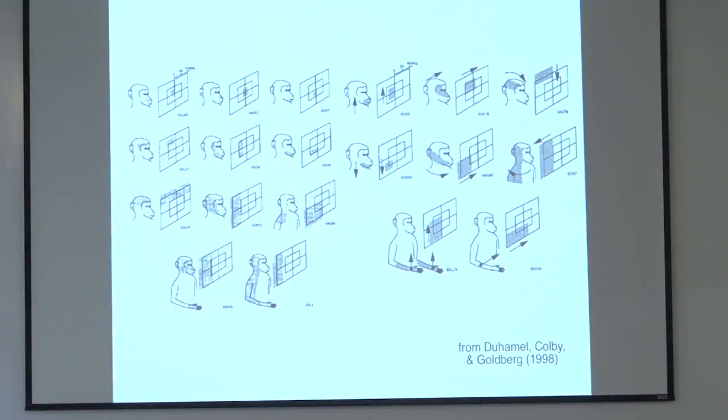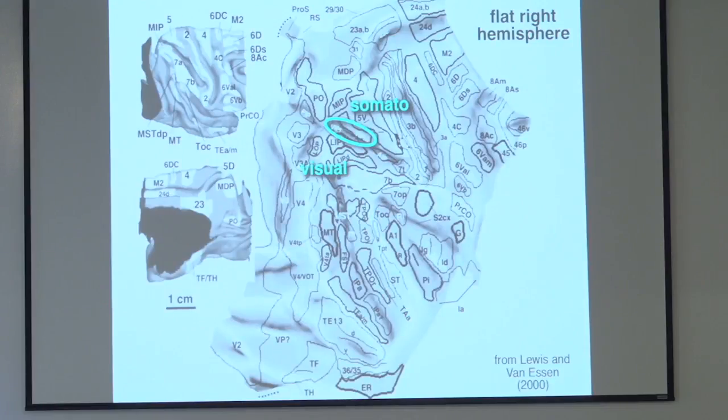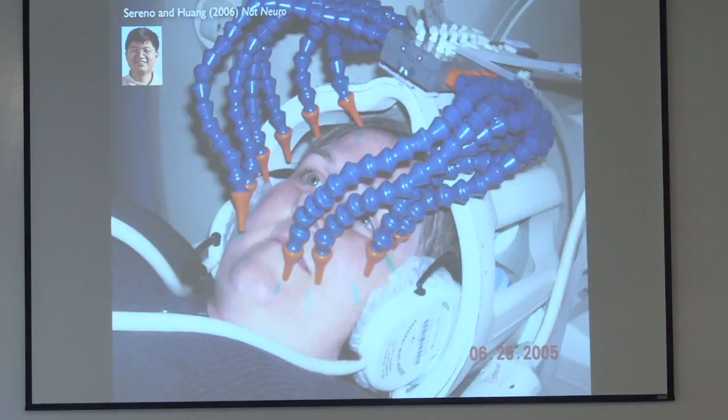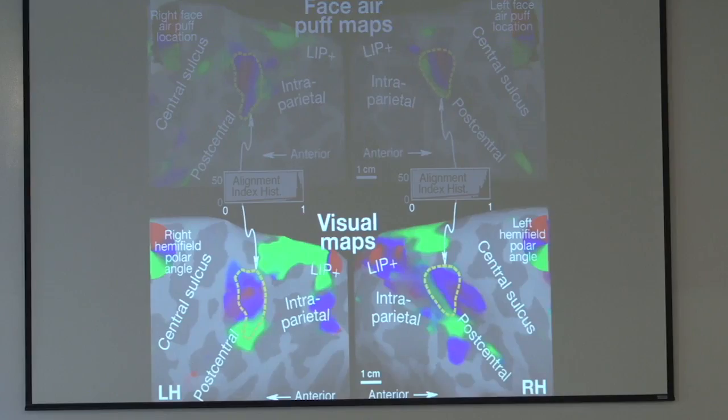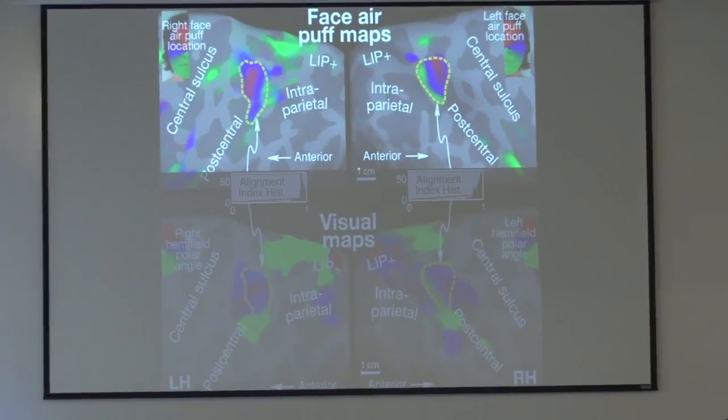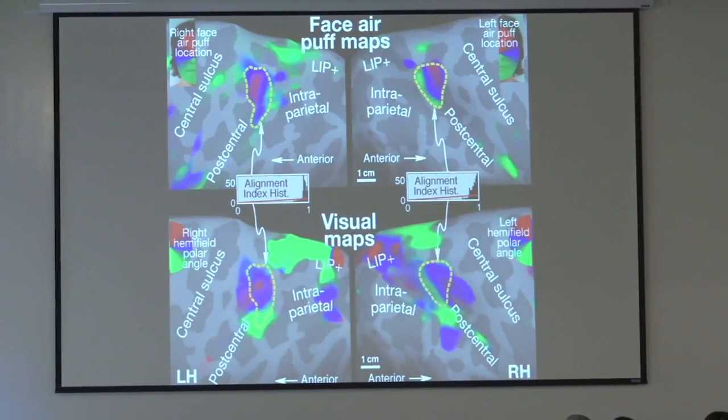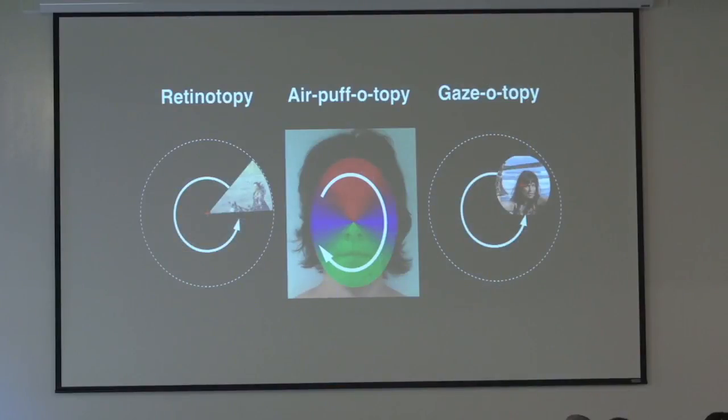We did a lot of work on trying to find some of these multisensory areas. If you look at the boundary between somatosensory and visual cortex, you find these multisensory areas there. So we made this device to gently puff the faces of the CogSci graduate students. And you can actually see a face map in this multisensory area in parietal cortex that really has a retinotopic and a somatotopic map that are superimposed.